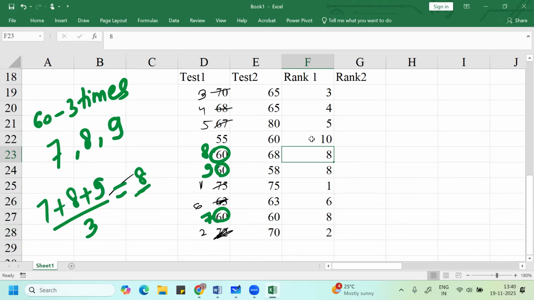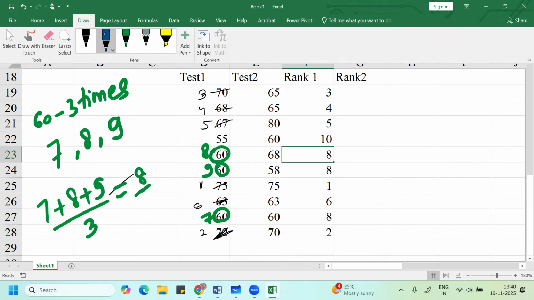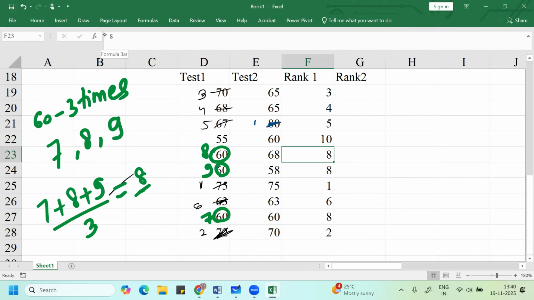Similarly, we'll go with the test score 2. In test 2, the highest one is 80. I can see 80. 80 would be rank 1. Then after 80, you have 75. 75 would be rank 2. Then you have 70. 70 would be rank 3.